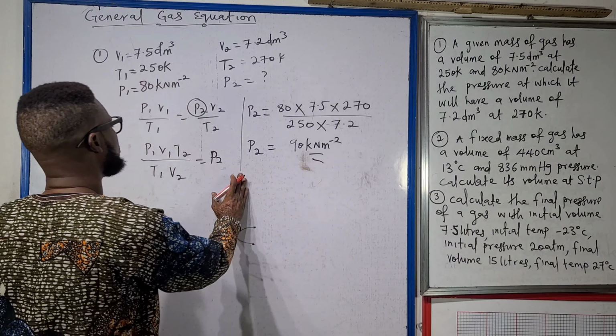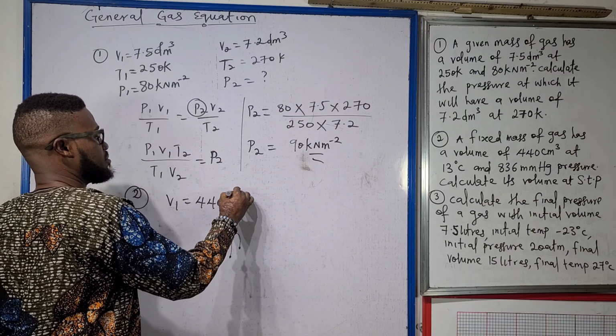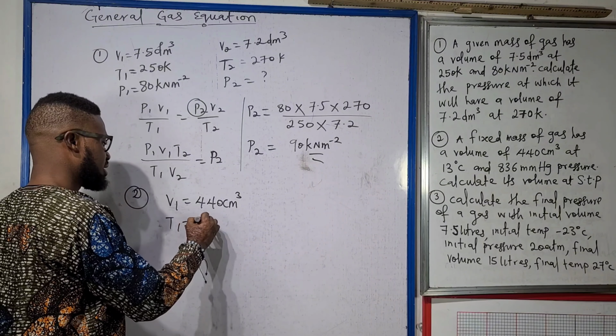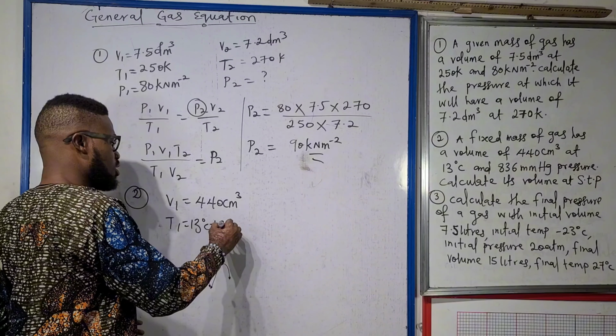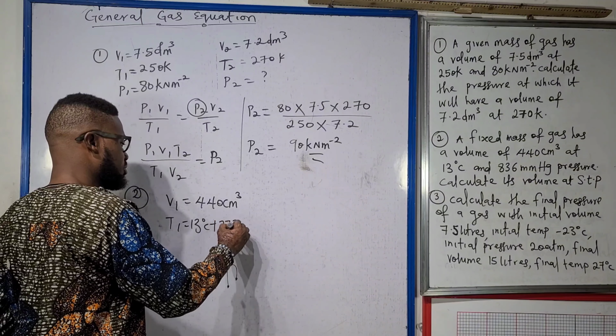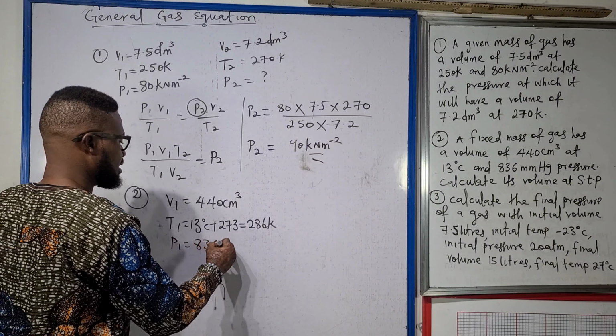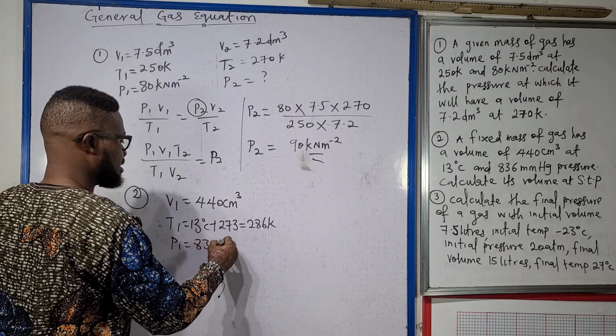A fixed mass of gas has a volume of 440 cm cube. So V1 equals 440 cm cube at 13 degrees Celsius. T1 is 13 degrees Celsius. We must convert to the Kelvin scale, plus 273, and this will give us 286 Kelvin. And P1 here is 836 millimeter mercury. We were told to calculate its volume at standard temperature and pressure, that's STP. What this means is that we should look for V2. That's the question.